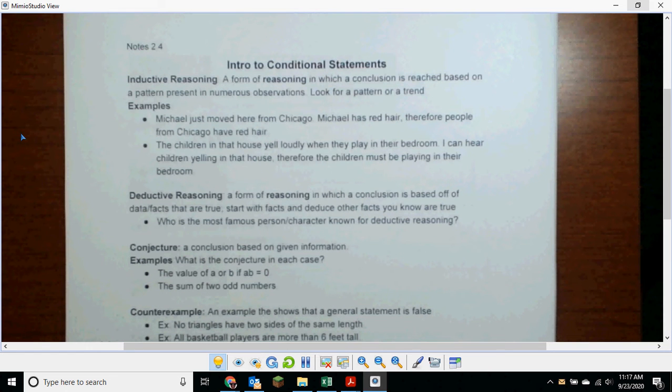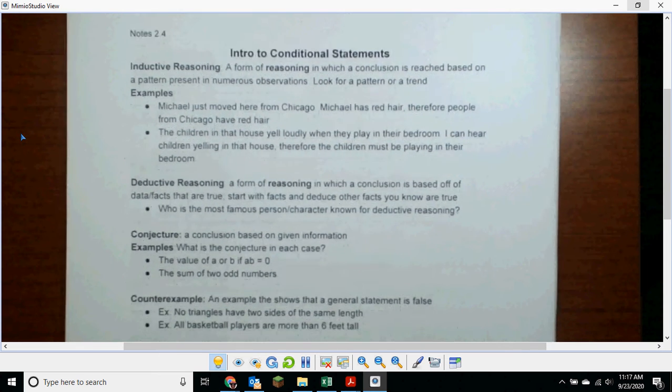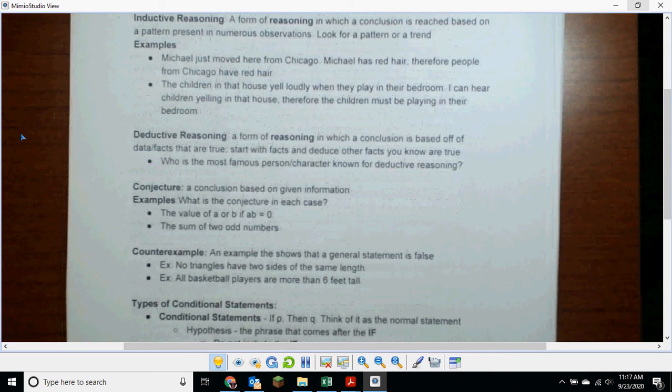So inductive reasoning can sometimes be true. If you have a preponderance of data and you're able to make a valid conclusion from it, then inductive reasoning can be helpful. But inductive reasoning is not dependable in that you may not have enough information to make a valid conclusion. All right. What is always dependable, however, is deductive reasoning.